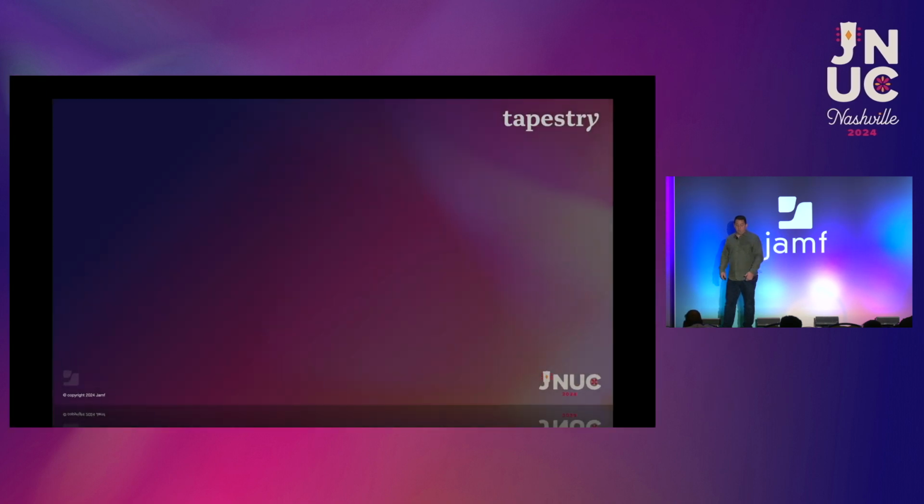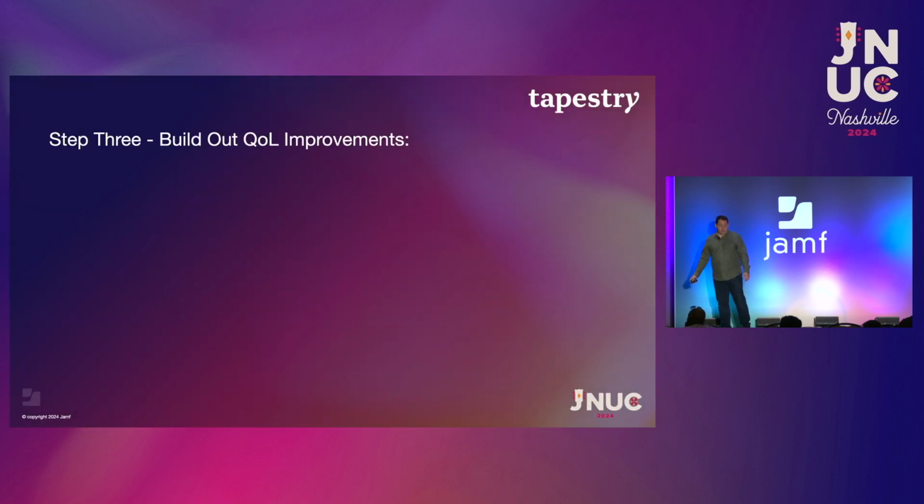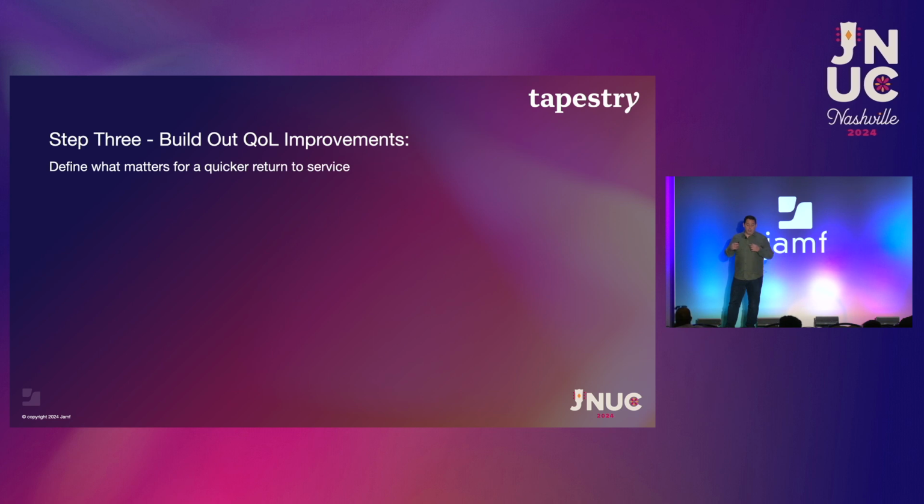And then quality of life improvements. Define what matters for your return to service. If this is going to be a short-term outage or a long-term outage, you want to be prepared and make it as seamless as possible for the end user experience. But again, this scales with your technological capabilities, your budget, your resources.